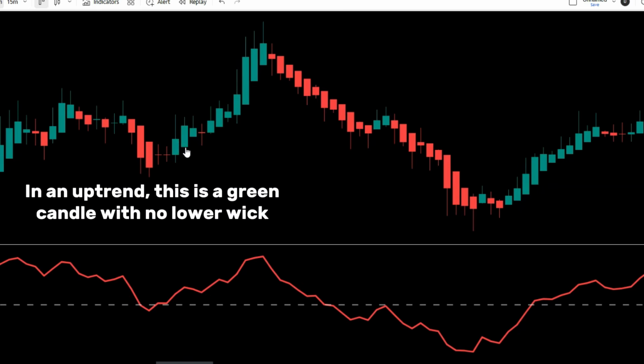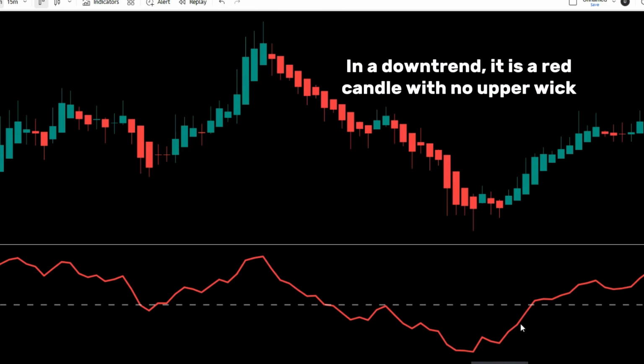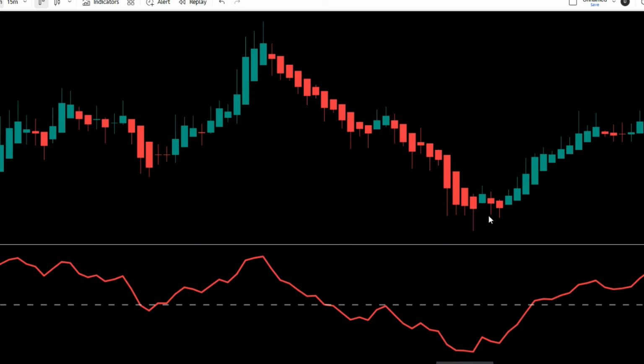In an uptrend, this is a green candle with no lower wick. In a downtrend, it's a red candle with no upper wick. As soon as this candle appears, we enter the trade at the open of the next candle. This gives us a clean entry that moves with the market momentum, not against it, increasing our chance of a successful scalp.